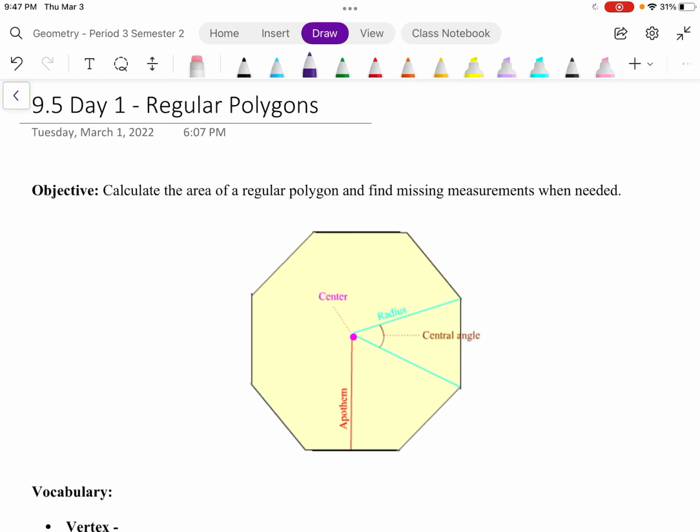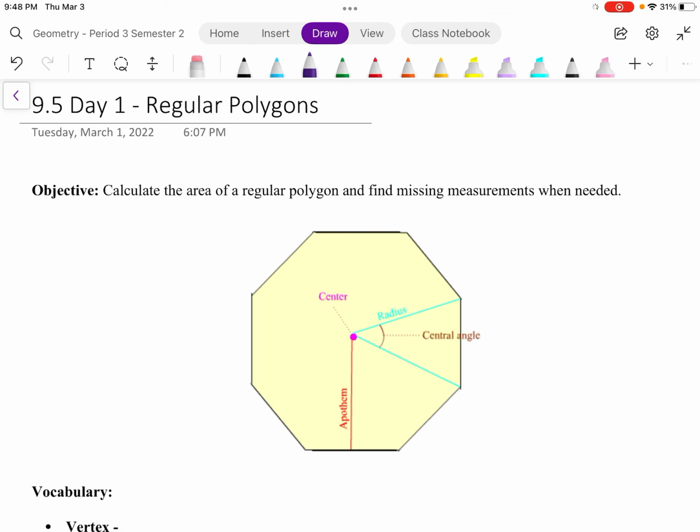Section 9.5 Day 1 is we are going to be working with regular polygons. So to calculate the area of a regular polygon is our goal for today, and we're going to be finding missing measurements when needed. There are two methods to find the area of a regular polygon, and today we're going to go over method 1, and then next week we're going to go over method 2.